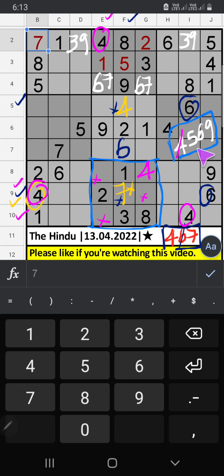Then only 3 numbers are remaining: 5, 6, 9. 8th row and 9th row, we have 6, so 6 can't come in these cells. Then 6 is confirmed here. Then only 2 numbers are remaining, 5 and 9. Column E, we have 9, so 9 can't come in this cell. 9 is confirmed here. Then 5 is here.